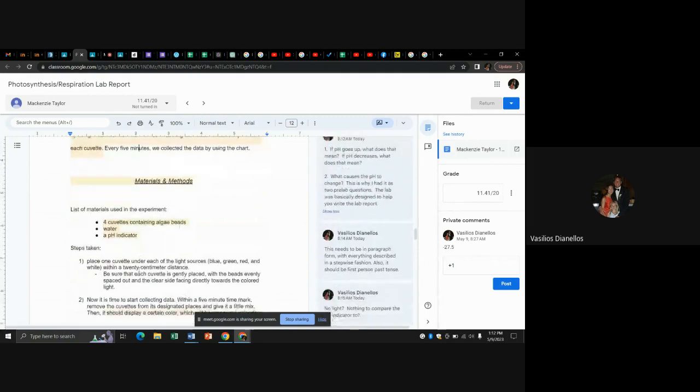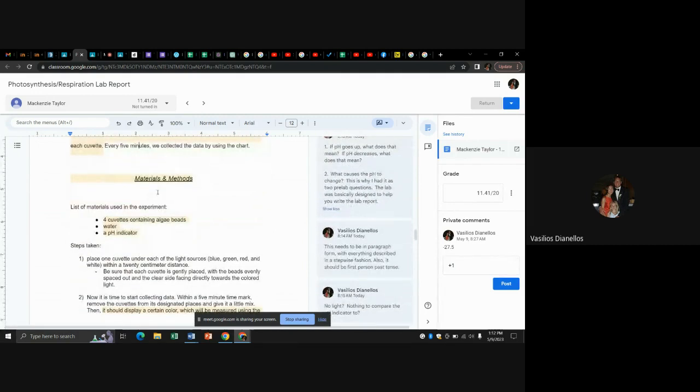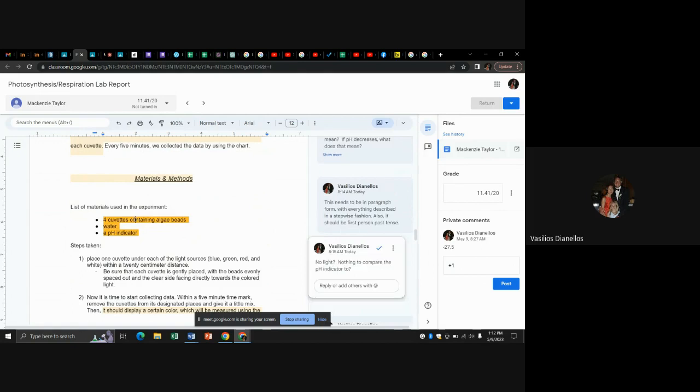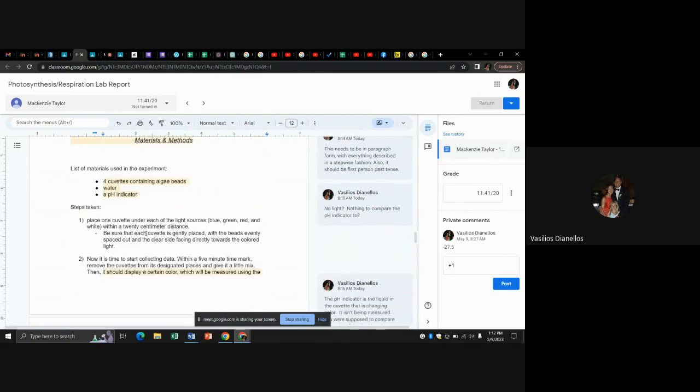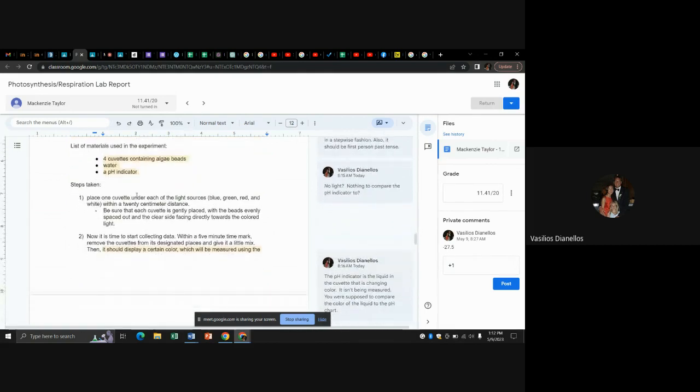Anyway, materials and methods should have been in paragraph form instead of a list, but that's no big deal. That's, I think, like 1 point lost, so that's no big deal. 4 cuvettes, algae, water, pH indicator, good. Oh yeah, and I know it seems redundant, but you also need to mention the light, right? So we used 4 lamps, each with their own different color light bulb, something like that. And then again, that's probably only 1 point. And you did kind of hint at that later.